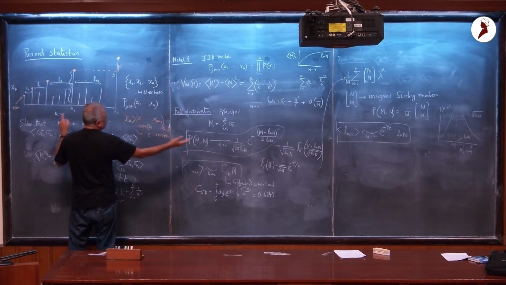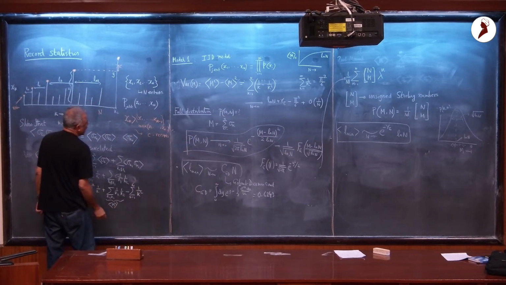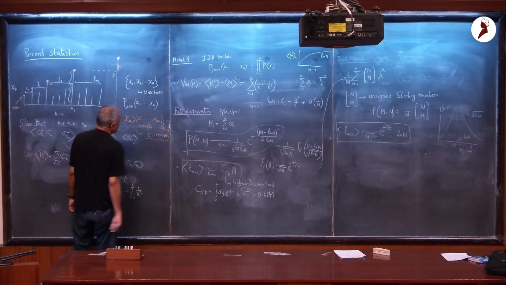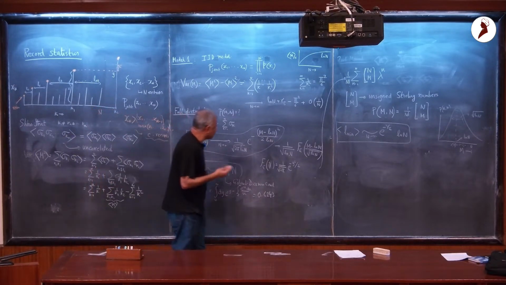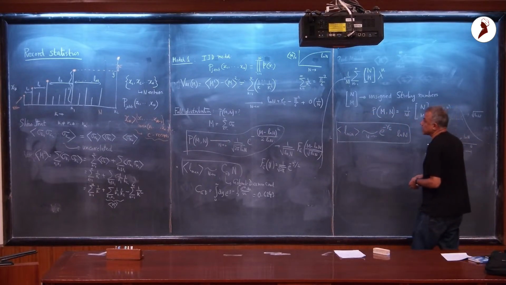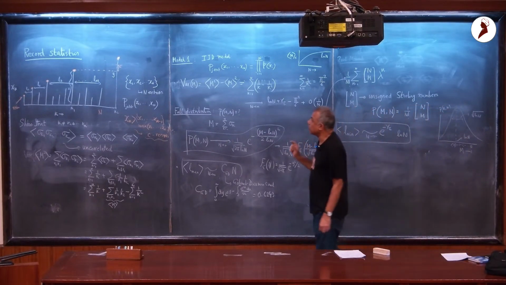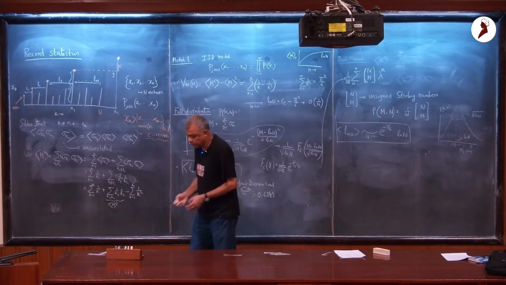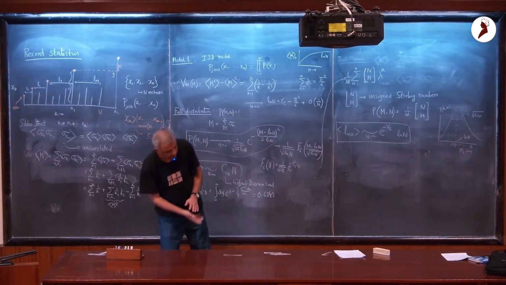So C equal to 0 is the case we discussed. And what happens for finite C? This is an important model in evolutionary biology also, and so there's very interesting statistics for that. C can be positive or negative and many other things. Okay, so these are the different models that people study.